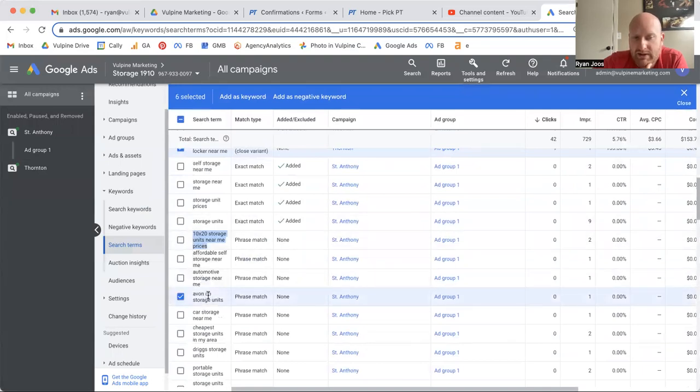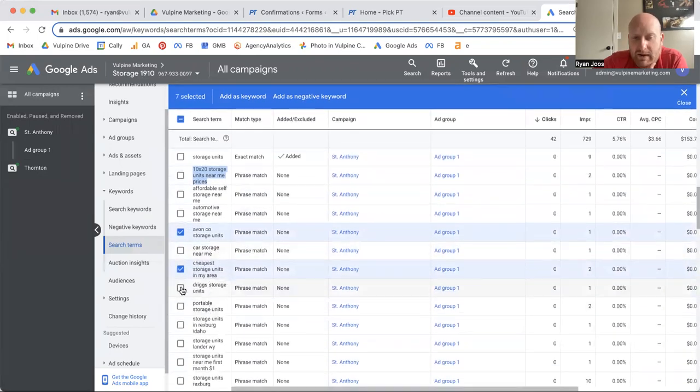Avon Co. I don't know exactly what that is, but that sounds like a different brand. So I'm going to go ahead and select that one. Automotive storage, they do that. Affordable, I'll leave that one. Sometimes I do pull out like cheapest, and stuff like that. So I think I'm going to pull out cheapest. We have Driggs storage units here. Yep, we're not in Driggs. Want to pull that one out.